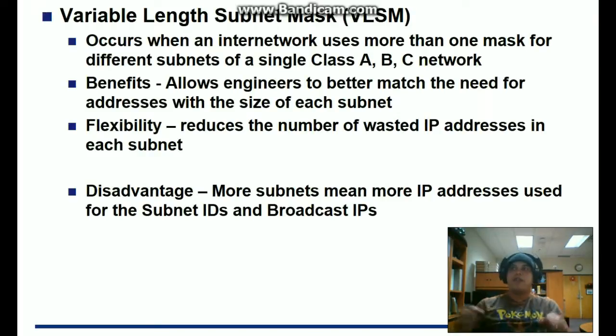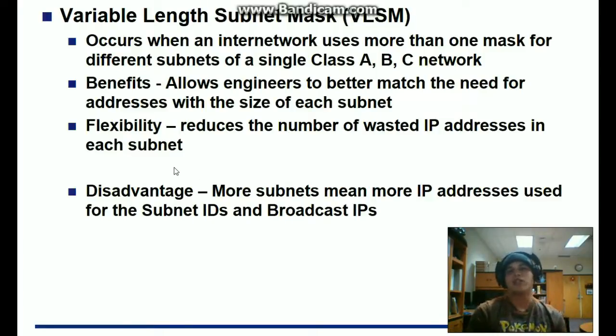So VLSM occurs when an internetwork uses more than one mask for different subnets of a class A, B, or C. What we were learning so far is how to calculate subnets with equal amount of hosts. But what happens if we want to conserve IP addresses and not waste host IP addresses when there's only going to be 2 hosts on that network, like point-to-point links? The benefits allow engineers to better match the need for addresses with the size of each subnet, give us flexibility, and reduce the number of wasted IP addresses in a subnet.